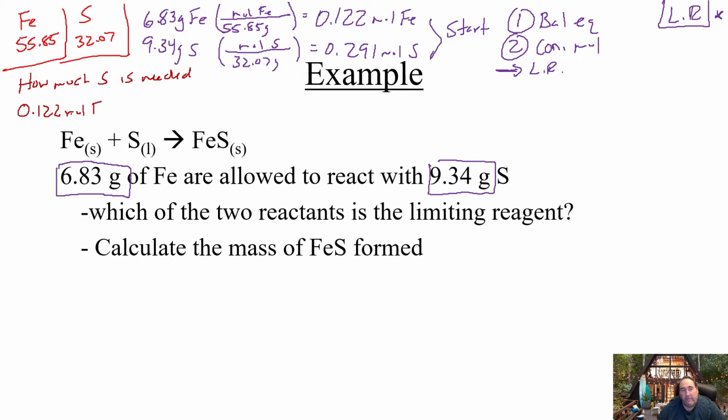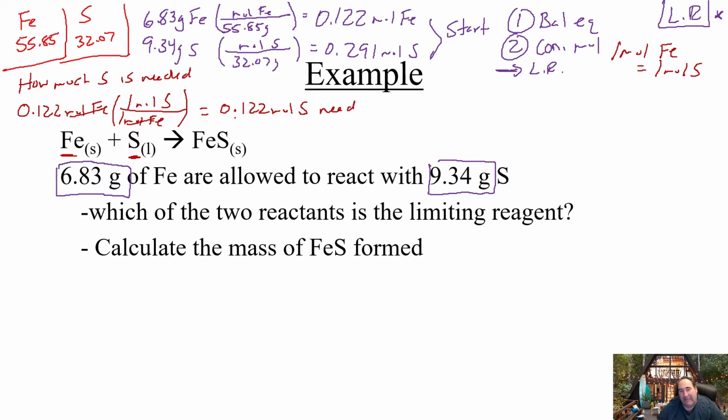0.122 moles of iron. I'm going to do the mole-to-mole relationship between iron and sulfur, which is a 1-to-1 relationship. 1 mole of iron gives me 1 mole of sulfur. That is the stoichiometry from the balanced equation, so we're going to use that as a conversion factor. 1 mole of iron means I have 1 mole of sulfur. Moles of iron cancel, which means 0.122 moles of sulfur is needed.